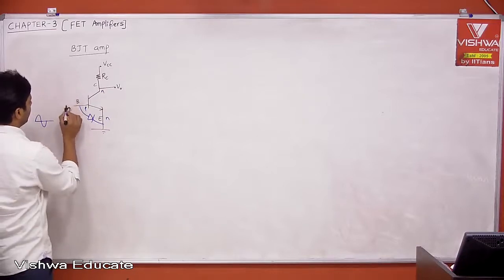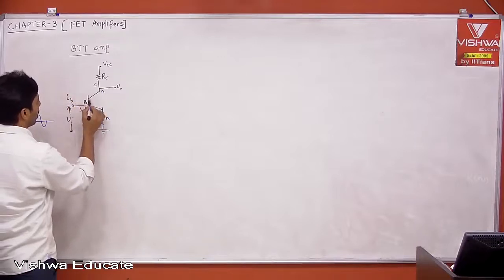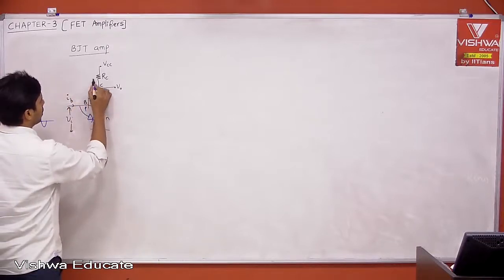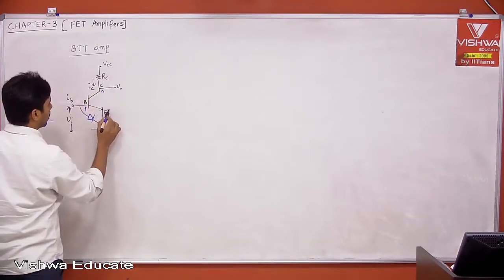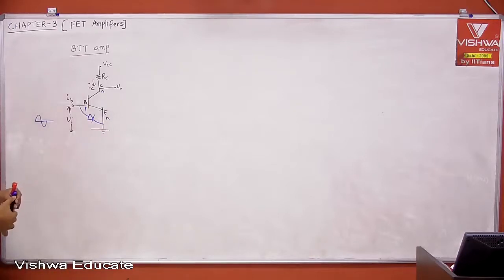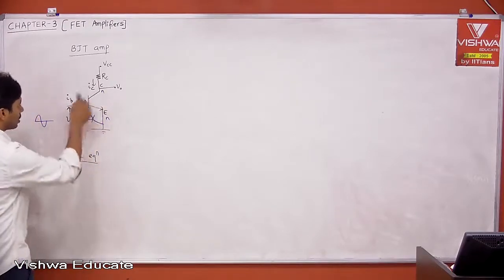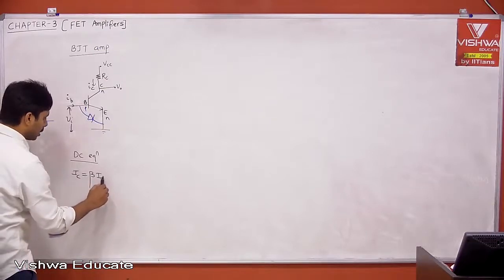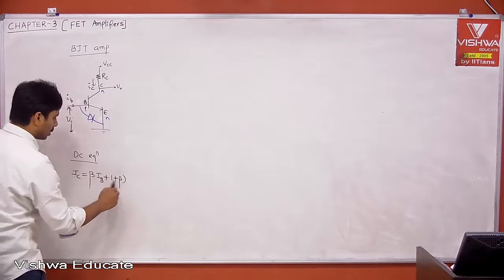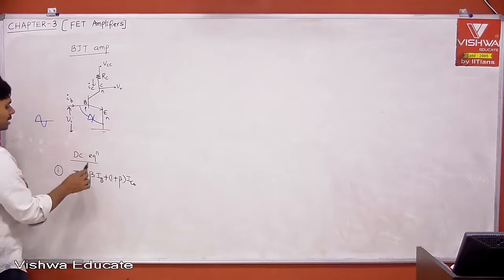This is nothing but your IB, okay? This is IB, and whatever current you get here, this is IC, right? Now we want to know, tell me if you take the DC equation, what is the relation? IC is equal to beta into IB plus (1 plus beta) into ICBO. This is equation 1, which gives the relation between IC and IB.